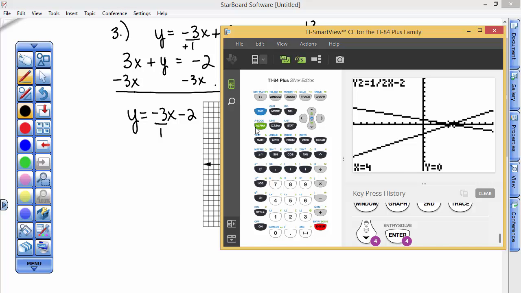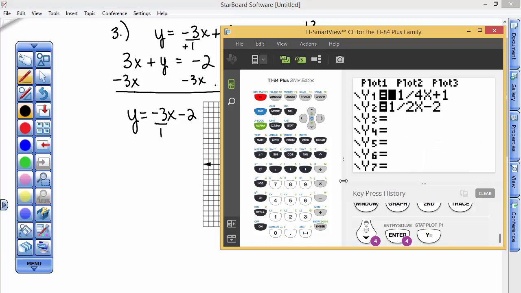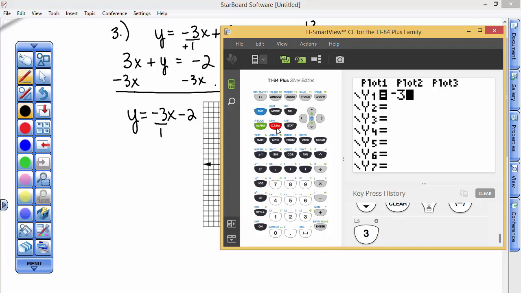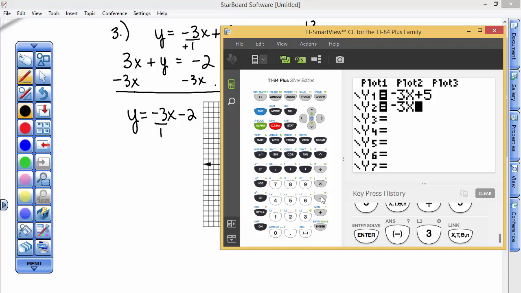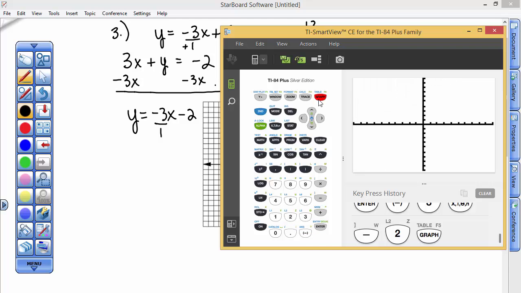So our first equation was y equals -3x plus 5. And then our next one was y equals -3x, I think that was a -2. And I can hit the graph key and see the first line come down with that negative slope, -3. And here's the next one, just like we did on the paper.